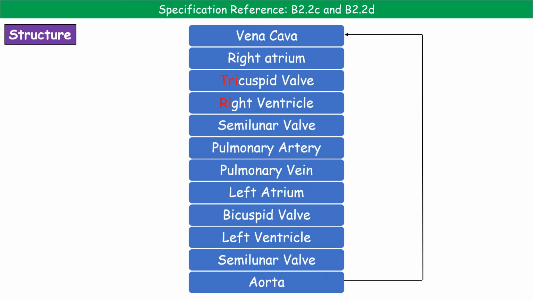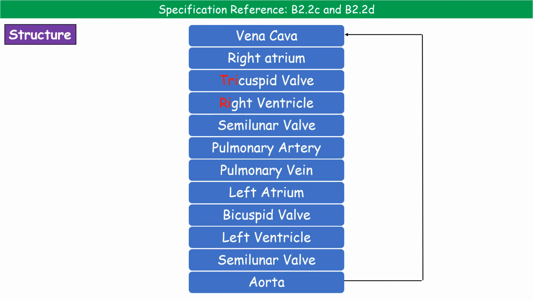This little flowchart is just to help you get the different parts of the heart correct in your head in the right order. So we're going to start at the top with the vena cava. This is the vein that delivers the blood back to the heart from around the body. The vena cava allows blood to flow into the right atrium. It then flows through the tricuspid valve into the right ventricle.